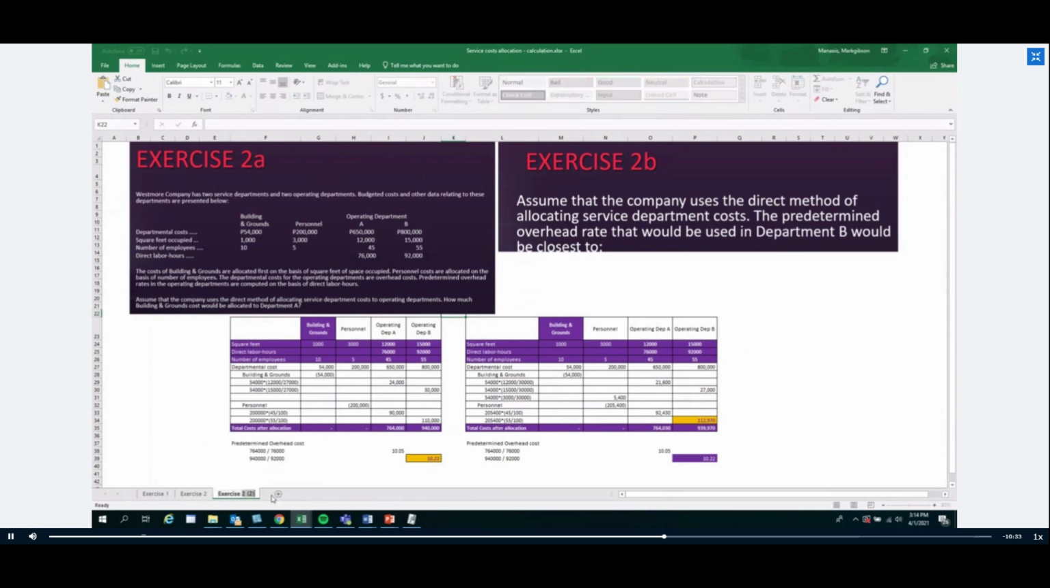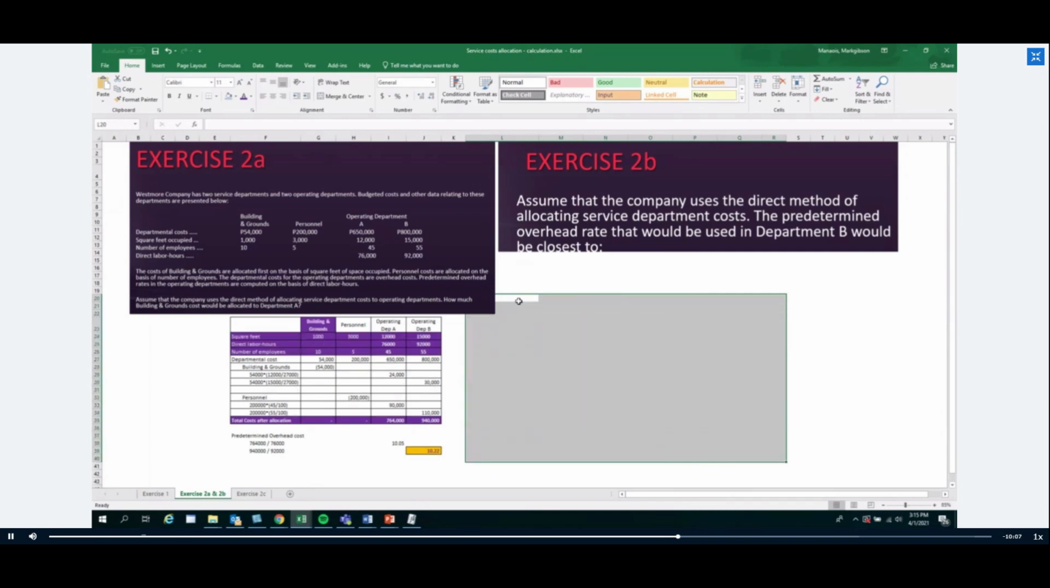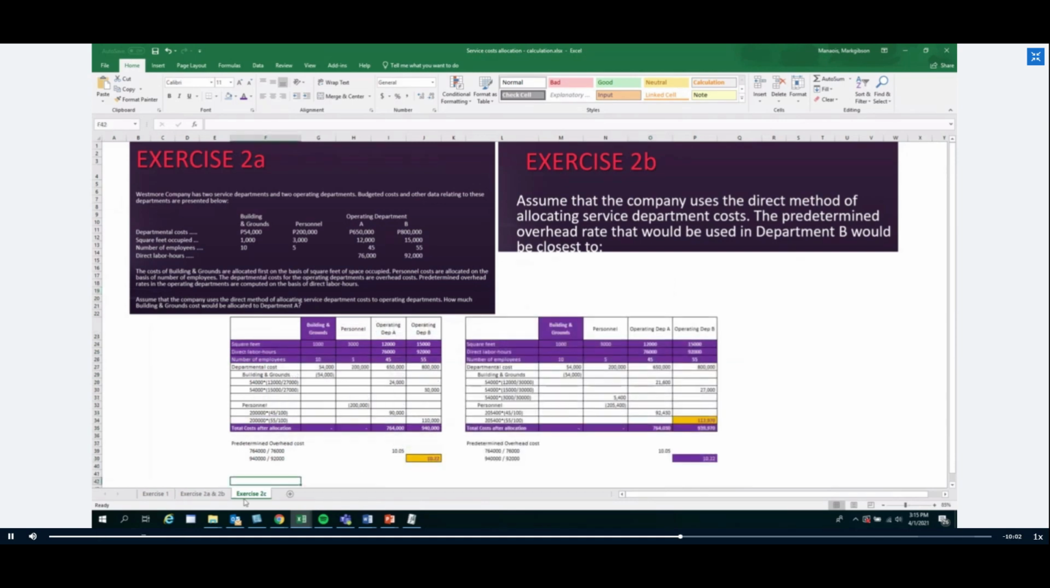This is exercise 3. 2C. This is 2A. And 2B. Alisin ko 'to para hindi ka malito. Okay. Ngayon proceed tayo dito sa exercise.